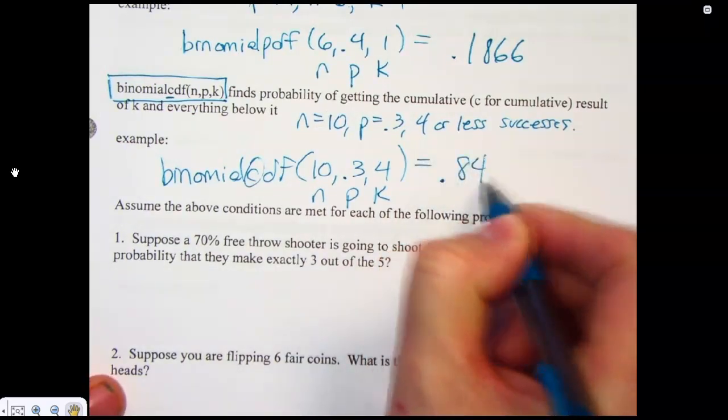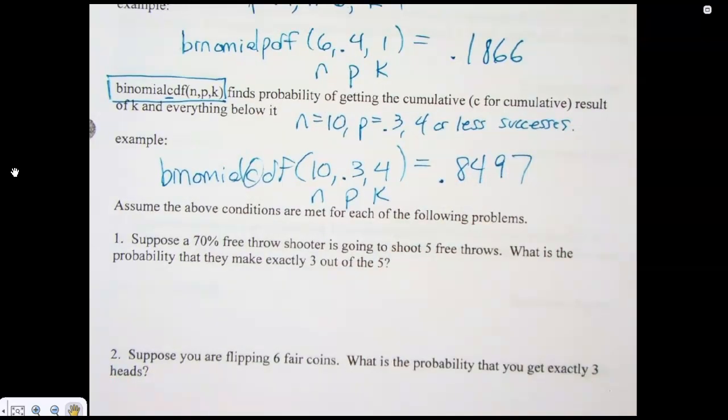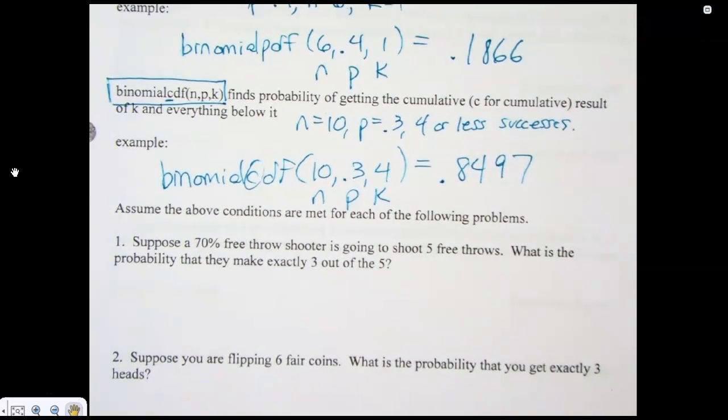So I get 0.8497, and if you really want to convince yourself it works, you could do PDF of 4, 3, 2, 1, 0, and add them up. I think you might just want to take my word for it, but you're welcome to check it out. Questions on the CDF?